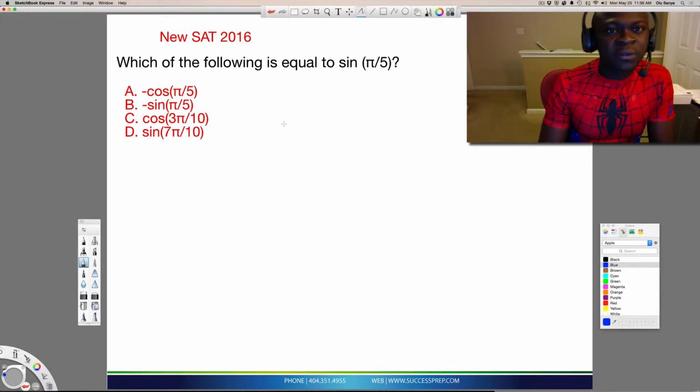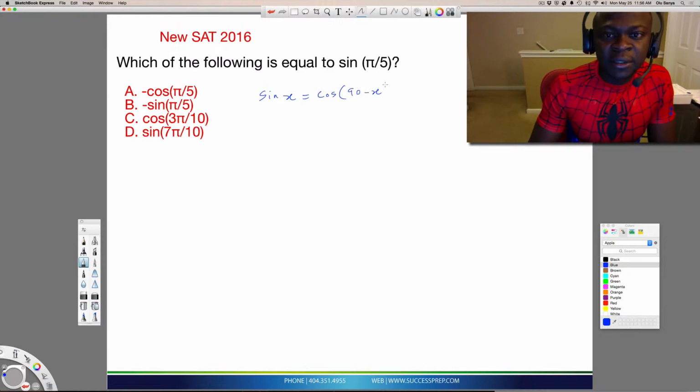If you say, which of the following is equal to sine of pi over 5? Okay, a few things you want to know about the relationship of sine and cosine, first of all. What I want to write here is going to look like this. The sine of x is the same as the cosine of 90 minus that x, meaning if you have an angle x, you just take 90 minus that x, and you get that.